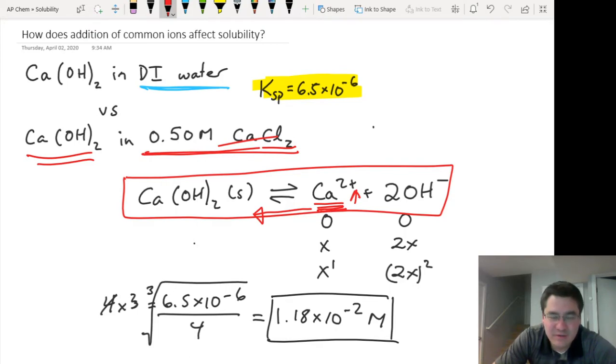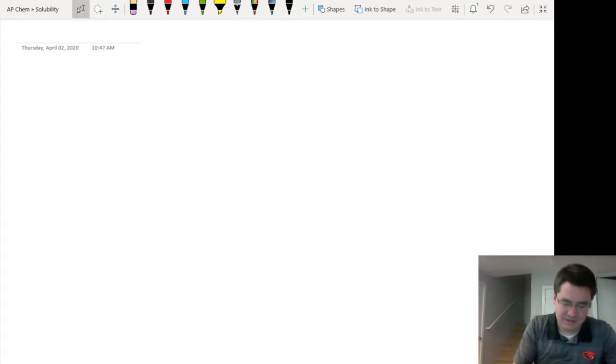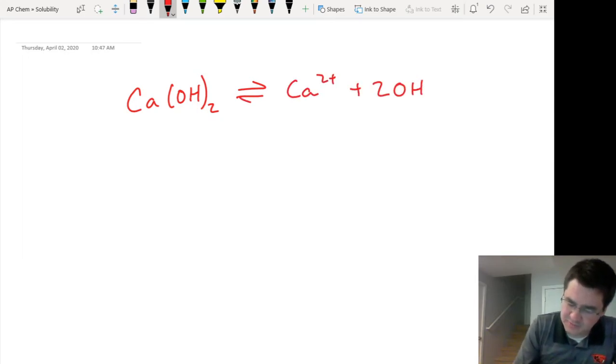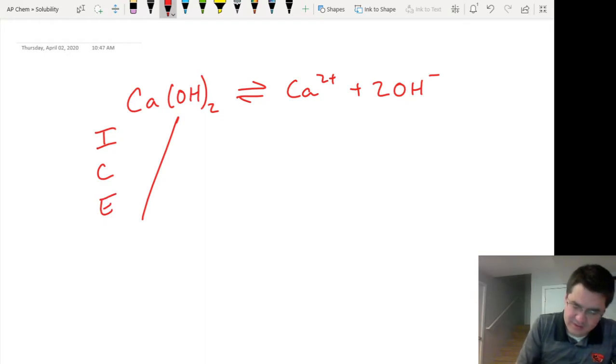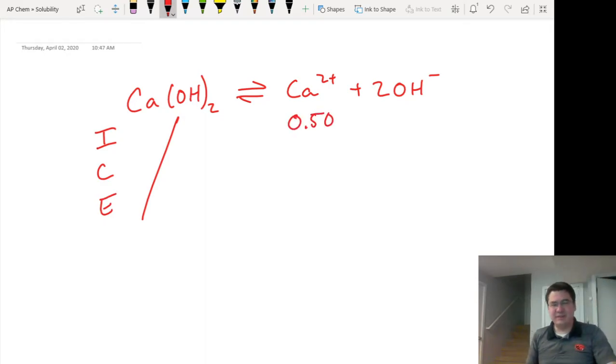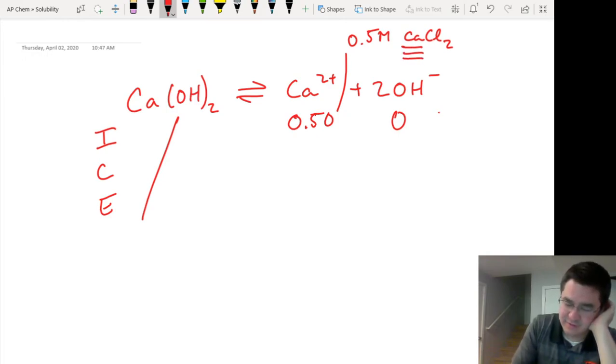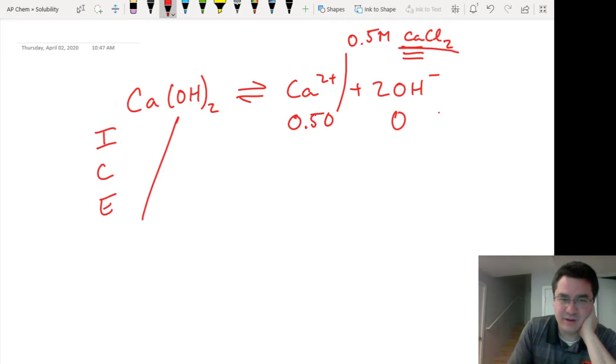So what we should do when we solve this one is it's going to end up with a smaller concentration for X. So let me do this again. I'm just going to rewrite this: Ca(OH)2 in equilibrium with calcium plus 2OH minus, except this time the initial concentration, you guys see how this is a little different? It's not 0. This came from 0.5 molar CaCl2.